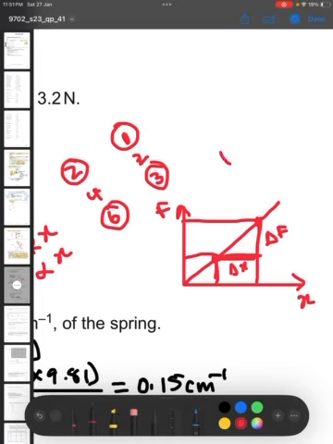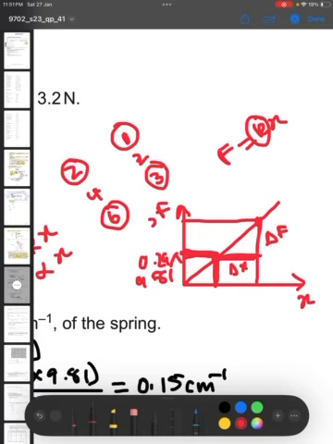By finding the gradient of the graph, since F is equal to kx, the gradient of the graph will give us the spring constant, right? So here's the trick now. For this force, if we did not know the original force was just the weight, 0.29 times 9.81, and there was a new force now, which is 3.2. Now, we did not know exactly the actual extension, but we knew the new length.